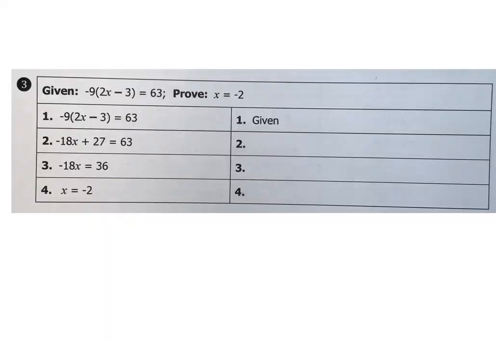All right, from your handout, look at number 3. Number 3. And again, I am going to throw some extra steps in here because I feel they're actually skipping some steps here a little bit sometimes. All right. So number 1, it says negative 9 times 2x minus 3 equals 63. Why can they tell me that? Well, that was given to me. Given, that's easy. What's my next step here? Distribution. So they just multiplied negative 9 times 2x, negative 9 times negative 3. So this number 2 would be distributive property.